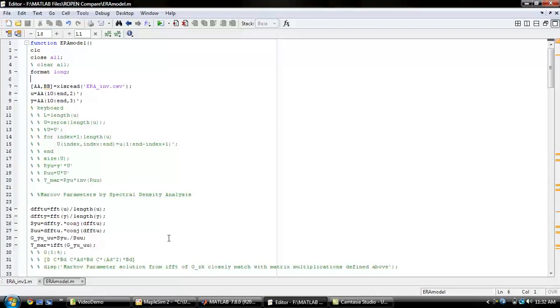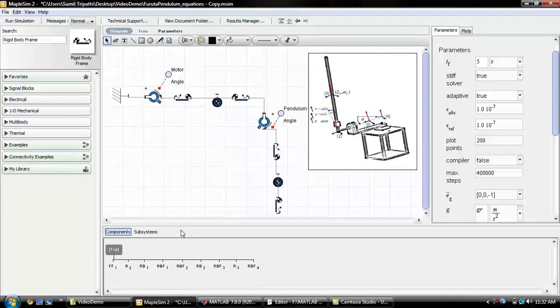In this presentation, we have seen MapleSim multibody block modeling with the Furuta pendulum example. I hope you have enjoyed this video.